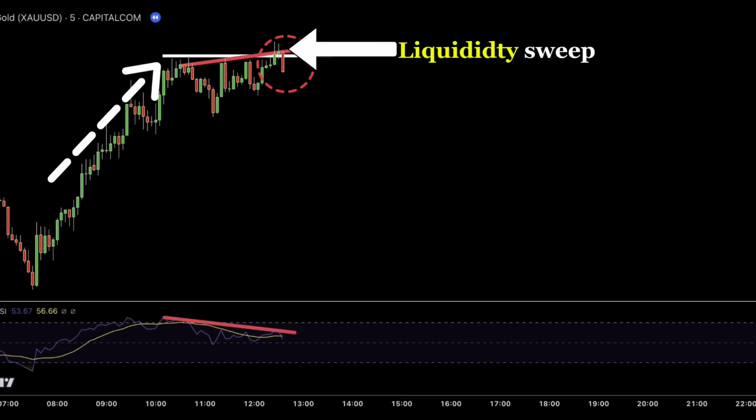This is a textbook liquidity sweep, a trap set by smart money to trigger breakout buyers and stop losses from early short sellers. The goal? Gather liquidity for a reversal.